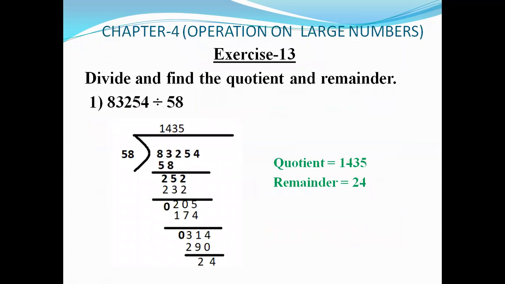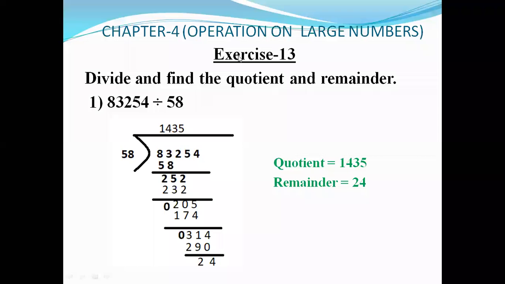Now, here is the first question from exercise 13. What does question number 1 say? Question number 1 is: divide and find the quotient and remainder. The first question is 83,254 divided by 58. How can we divide?